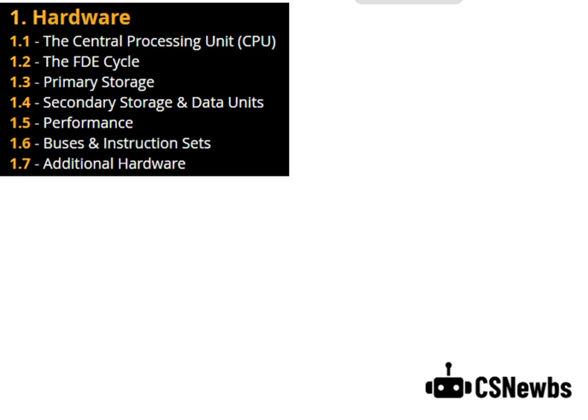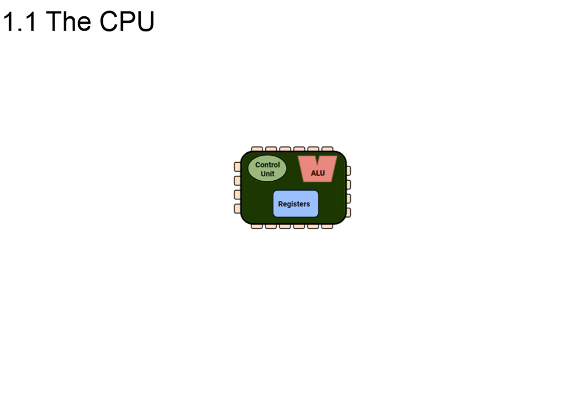Okay, so we're going to start with 1.1, the CPU. I'd like you to draw this diagram into your book or onto your lined paper. An exam question about the CPU will generally ask you to explain the purpose of these three components. So we're just going to look at the role of each of these, starting with the control unit.